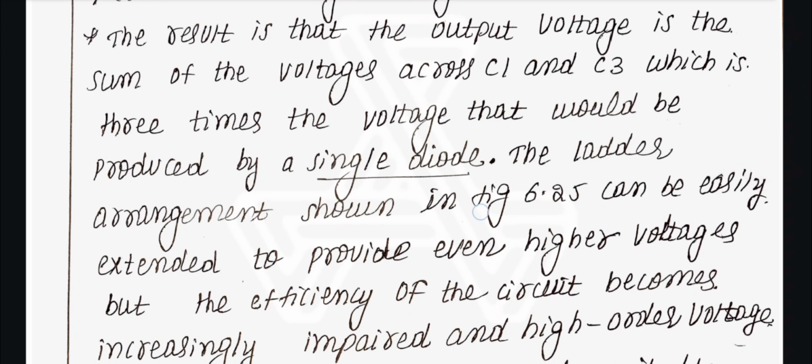The ladder arrangement shown in figure 6.25 can be easily extended to provide even higher voltages, but the efficiency of the circuit becomes increasingly impaired, and higher order voltage multipliers of this type are only suitable for providing relatively small currents.